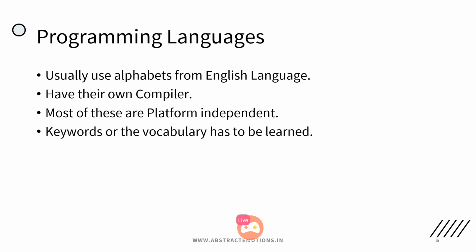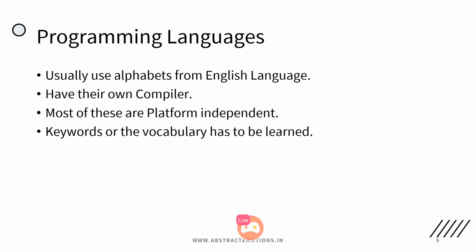Programming languages use the alphabet from the English language. We'll see how, and they have their own compiler. Every programming language has its own compiler. For instance, French has its own grammatical rules, English has its own grammatical rules, Spanish, Sanskrit, Hindi, Filipino and Russian each have their own grammatical rules. Similarly, every programming language has its own programming rules.